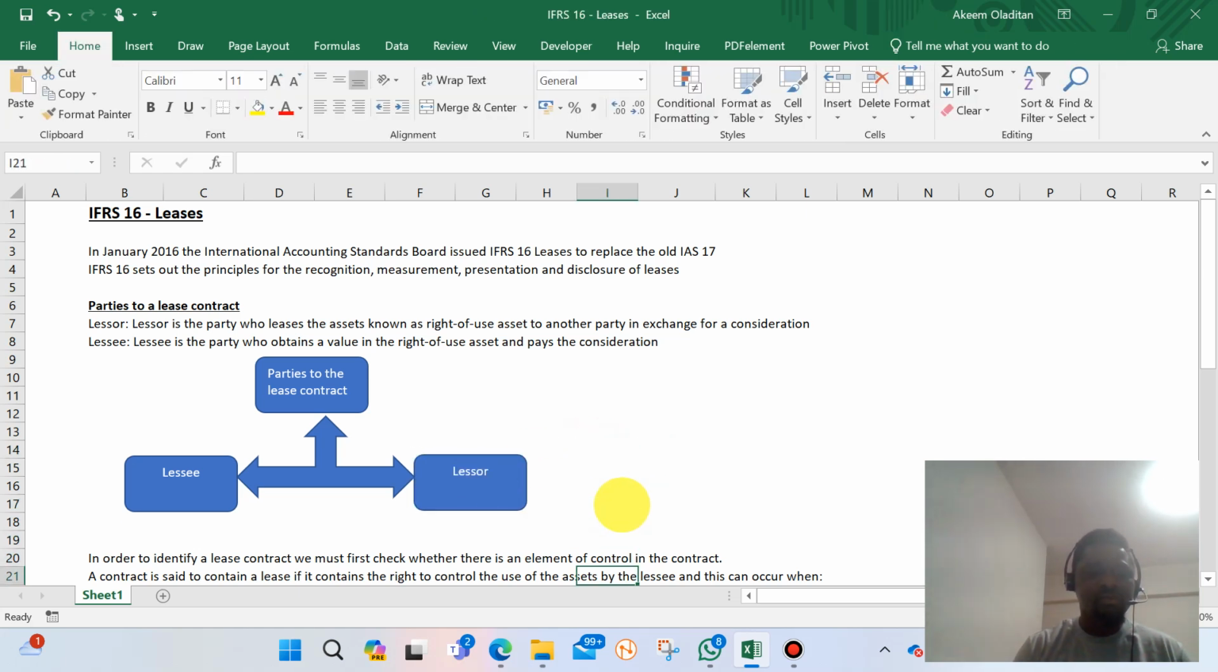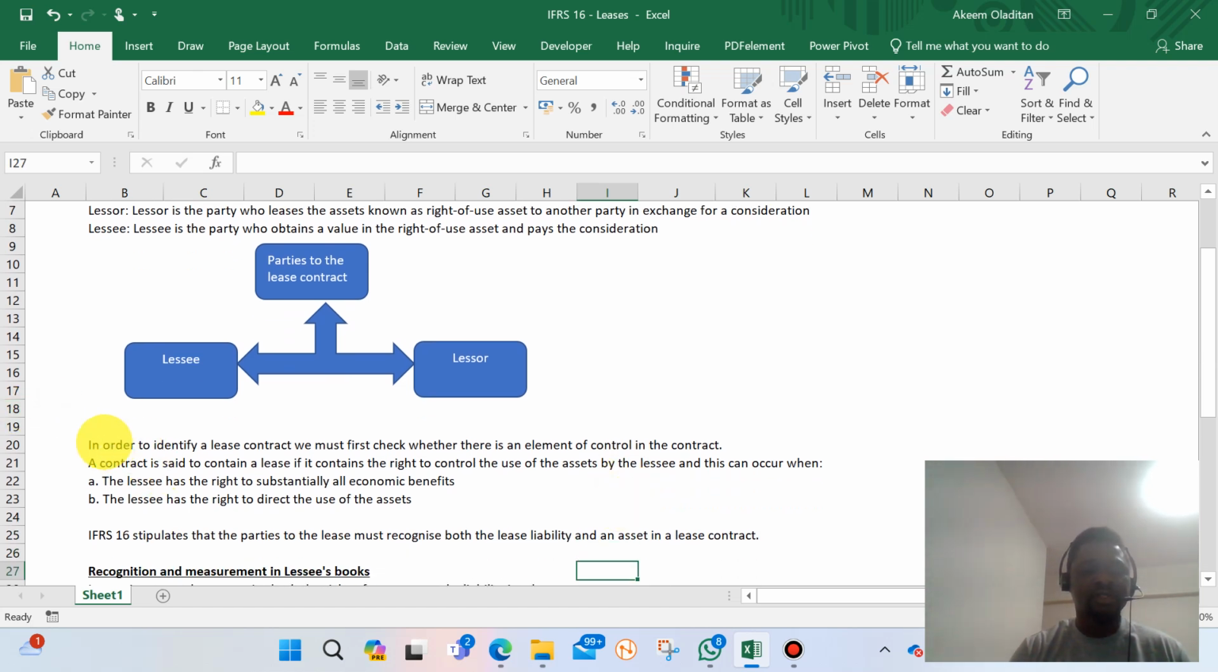In order to identify whether we have a lease contract, we must first of all check whether that contract contains some element of control. So when you say you have a lease contract, the one that falls under this category, there must be an element of control, which must have been stated as a control by the lessee, the person that has paid consideration for the use of the assets.